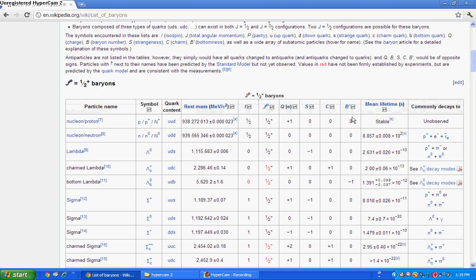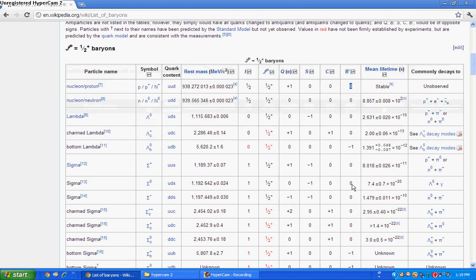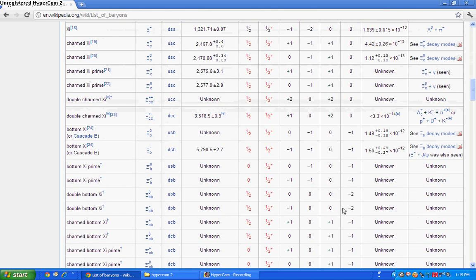And bottomness, you read it the same way as strangeness, meaning that a particle with no bottom quarks has 0 bottomness. I call it bottomness, I'm not sure if that is correct. Bottomness, yes. Okay. A particle with 1 bottom quark has minus 1 bottomness, and a particle with 2 bottom quarks has minus 2 bottomness.